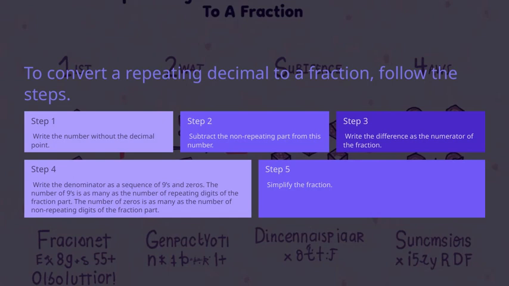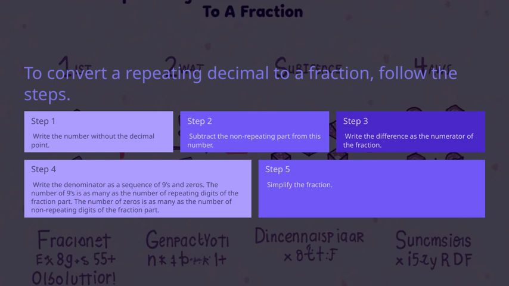Now, let's walk through how to convert a repeating decimal into a fraction step by step. First, in step 1, we write the number without the decimal point. This means we take the entire number and just write it as a whole number, ignoring the decimal for now. Next, in step 2, we subtract the non-repeating part of the decimal from that number. This helps us isolate the repeating part and set up our fraction properly. Moving on to step 3, we write this difference as the numerator of our fraction. It's the top part of our fraction that represents the difference we calculated.